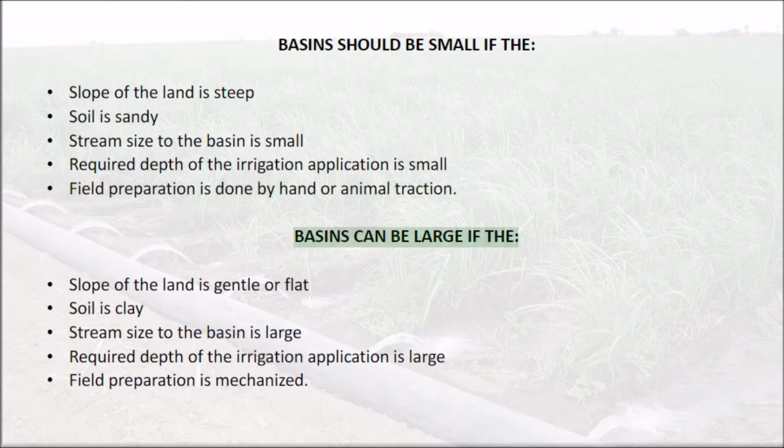Basins can be large if the slope of the land is gentle or flat, the soil is clay, the stream size to the basin is large, or the required depth of the irrigation application is large. Field preparation is mechanized.